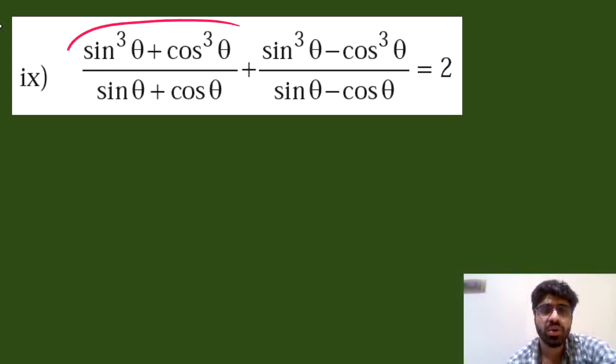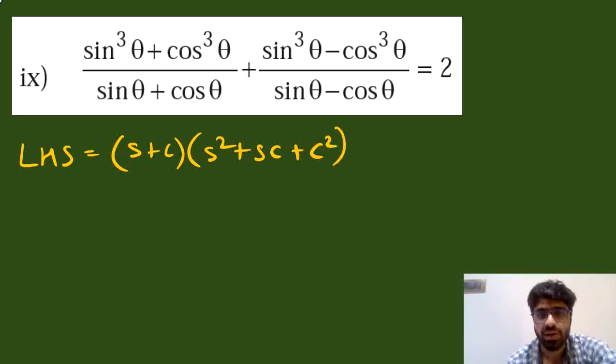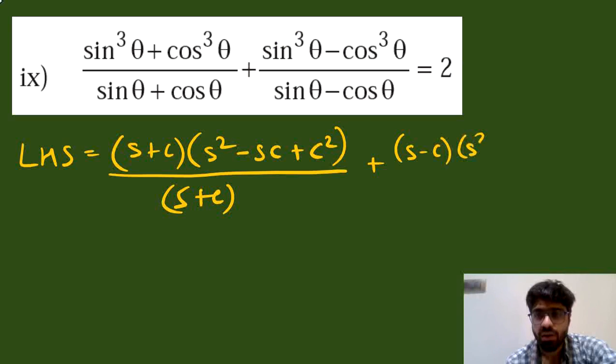So in the numerator you have a cube plus b cube. The formula for a cube plus b cube is a plus b, that is sine theta plus cos theta, into a square plus ab plus b square. Sorry, the middle term would be minus. Okay, and in the denominator it is sine theta plus cos theta plus the second term a cube minus b cube, so that would be a minus b, a square plus ab plus b square, the whole upon sine theta minus cos theta.